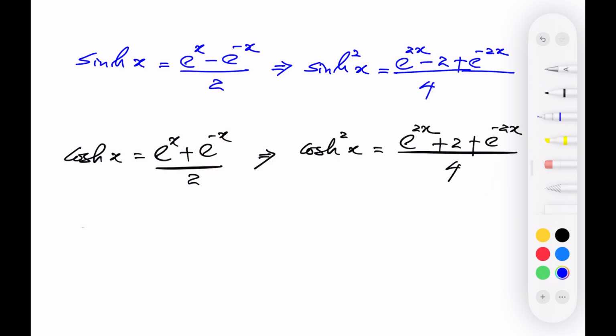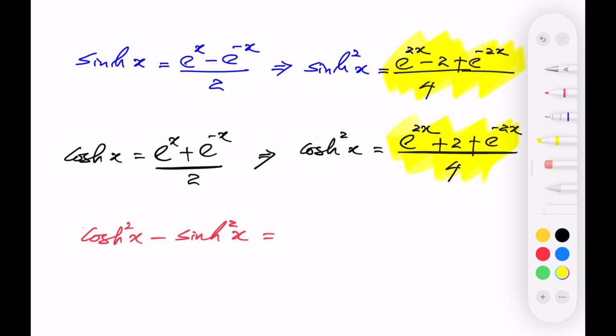Now we have everything necessary to identify the Pythagorean identity for hyperbolic functions. Now consider cosh squared x minus sinh squared x. This is going to be equal to, right here I have cosh squared x, and right here we have sinh squared x. I need to subtract sinh squared x from cosh squared x. You can see that they both have the same denominator, therefore I can just pay attention to the numerators. e to the 2x and e to the 2x will be cancelled off. e to the negative 2x and e to the negative 2x will also be cancelled off.